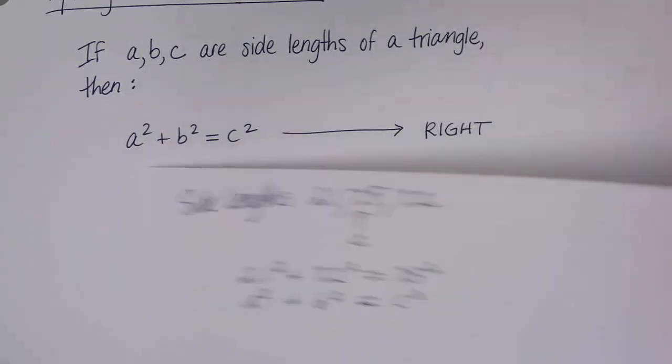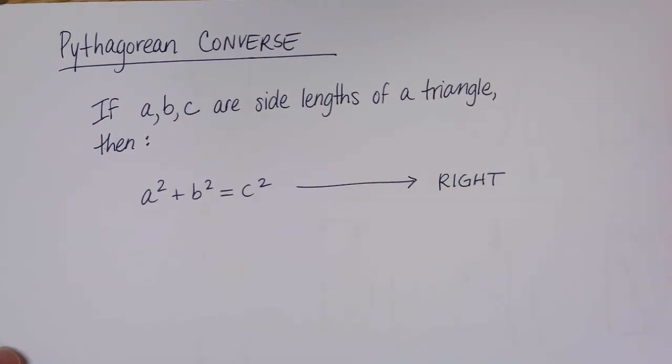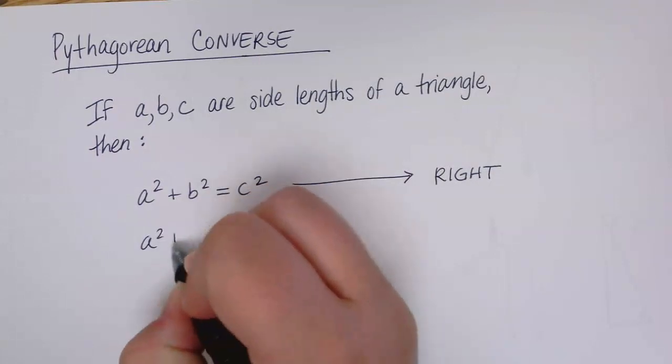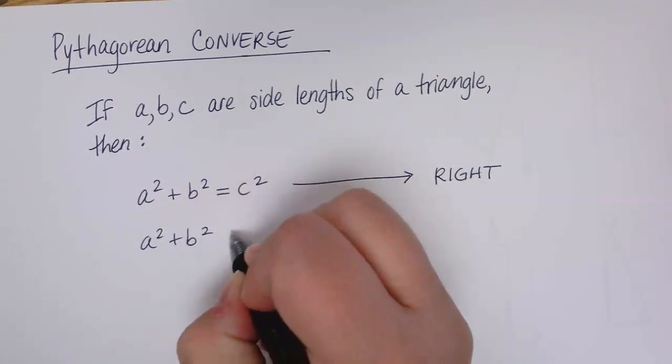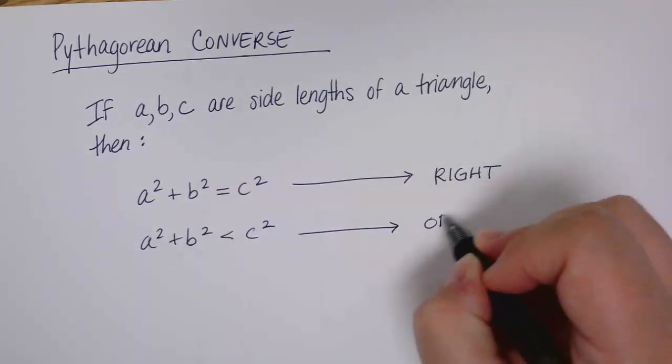Now, the nice thing about the Pythagorean converse is that's not all it tells us. It also tells us what kind of triangle it is if it's not a right triangle. In other words, we go on, okay? And it says, if a squared plus b squared is less than c squared, then this is going to be an obtuse triangle.